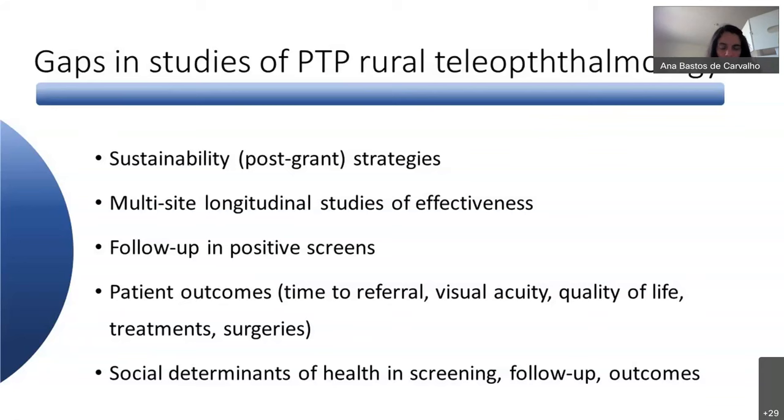And finally, also looking at social determinants of health, which are very important in rural settings, and how those affect how and which patients are screened and how they are followed up and the outcomes of patients. Next slide, please.